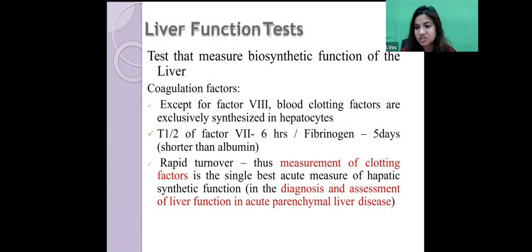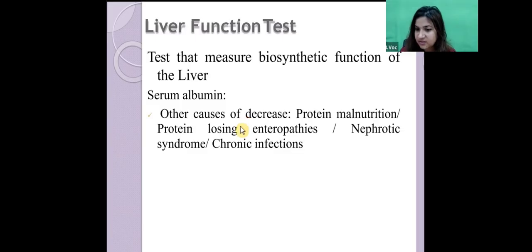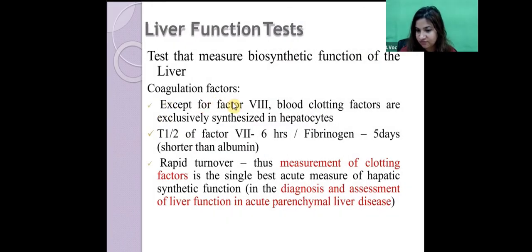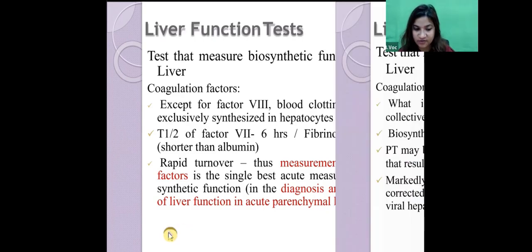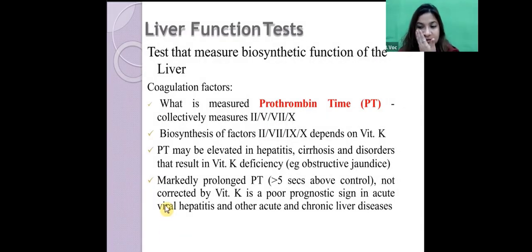So tests that measure the biosynthetic function of the liver are also performed. These include the coagulation factors; except for factor 8, blood clotting factors are exclusively synthesized in the hepatocytes. The rapid turnover in the measurement of clotting factors is the single most accurate measure of the hepatic synthetic function of the liver.